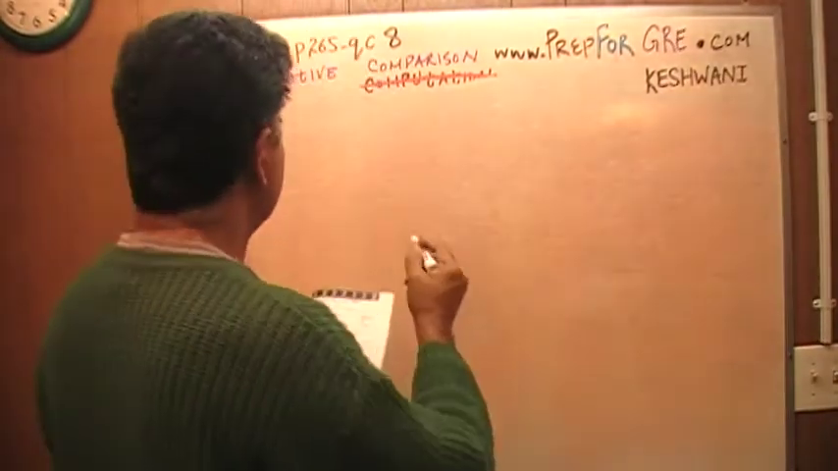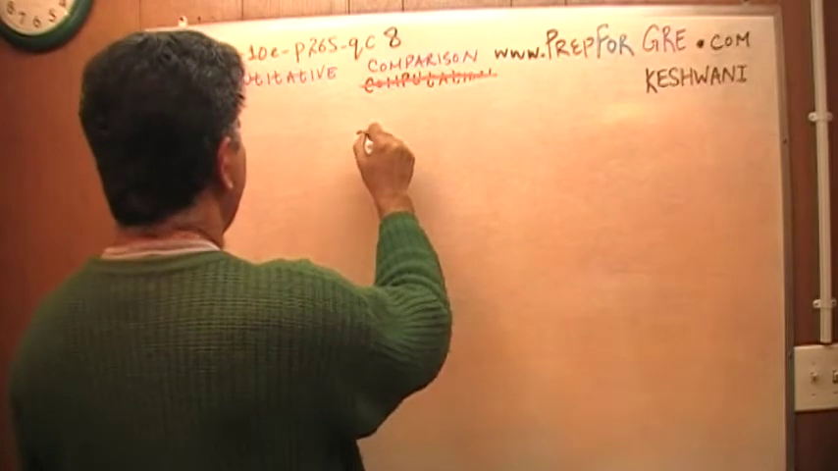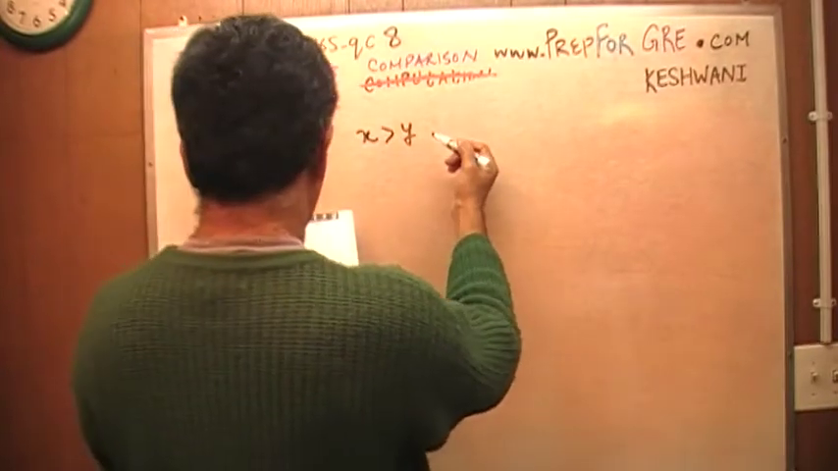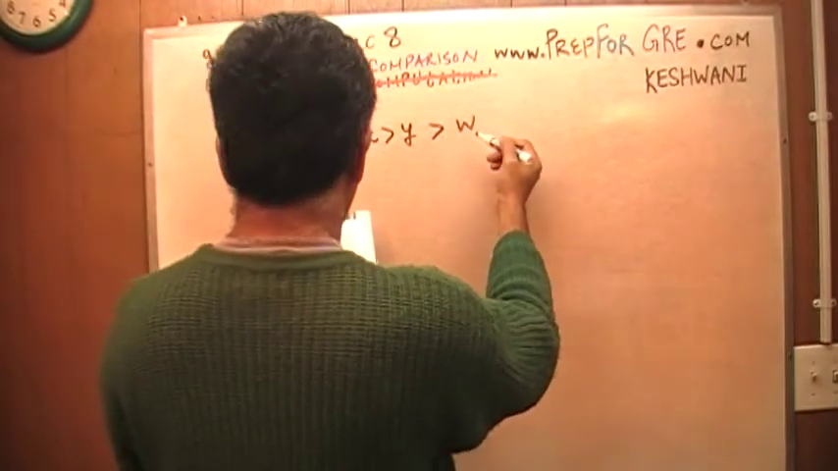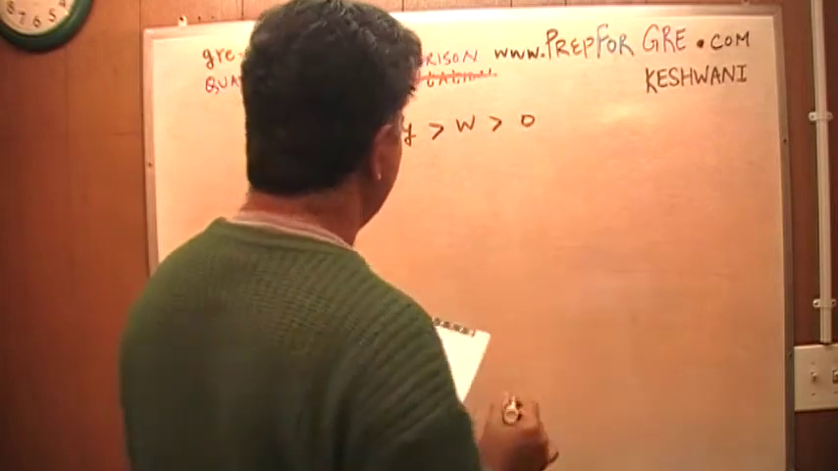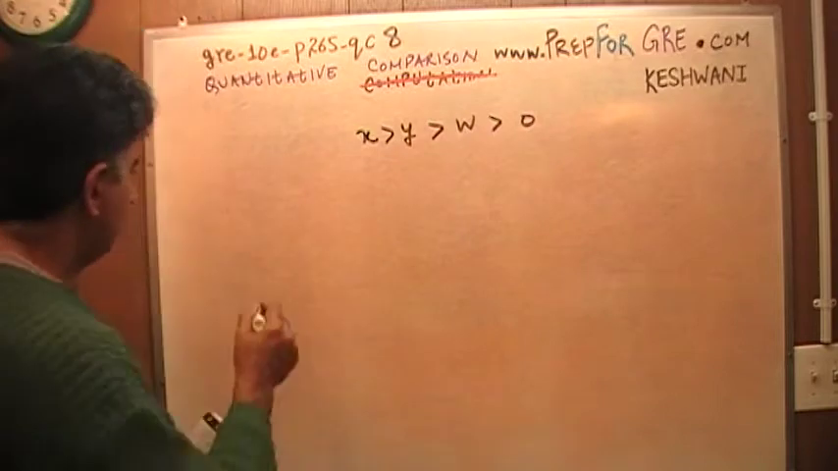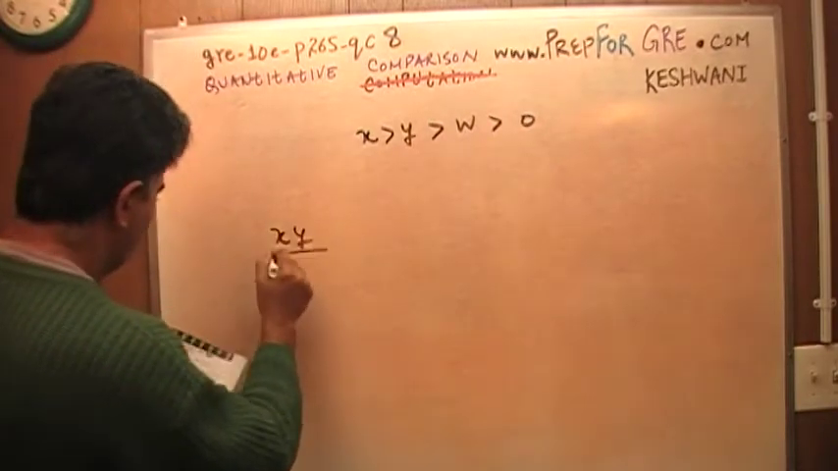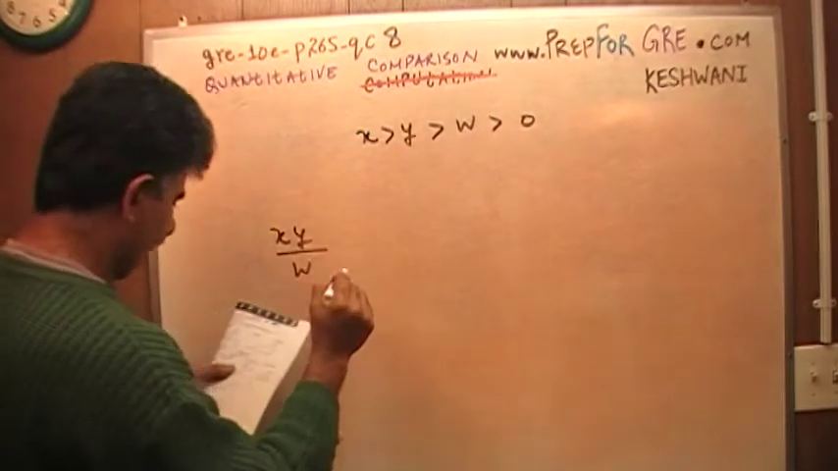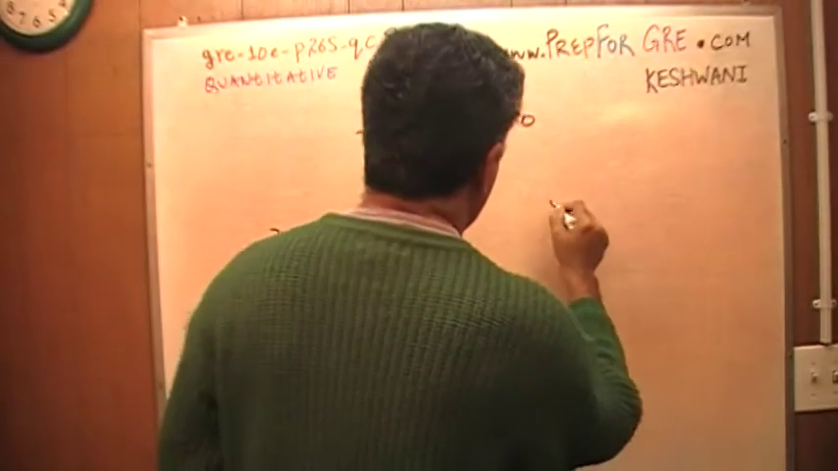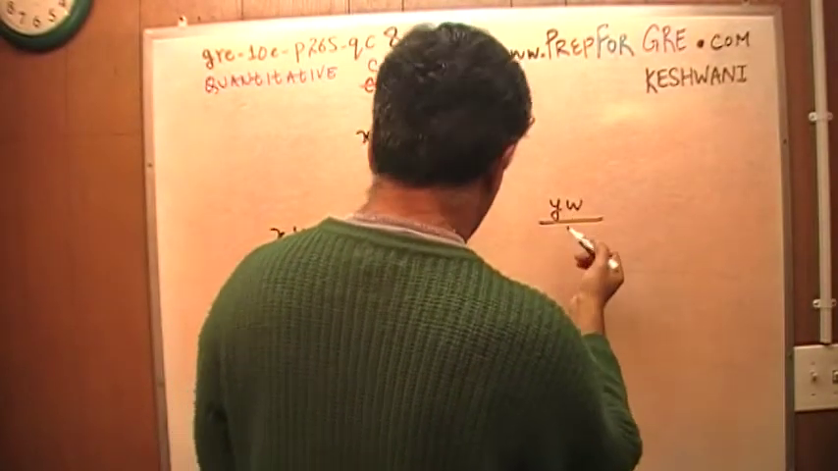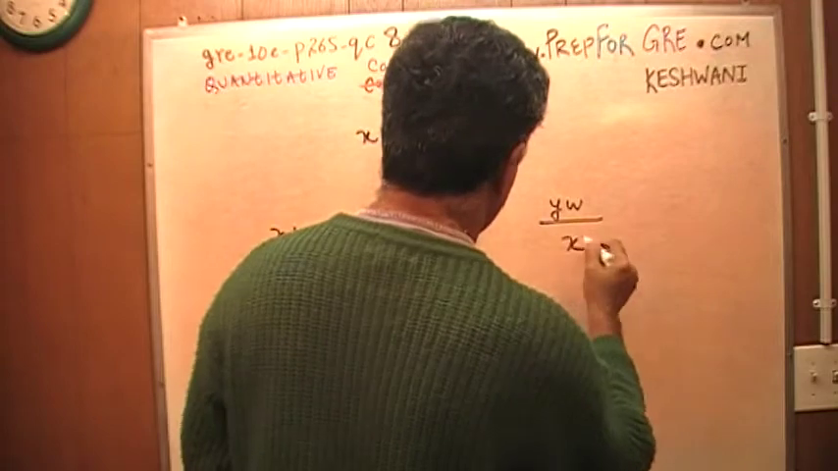They tell you that x is more than y, which is more than w, which is more than 0. In other words, they're all positive. The question simply is, which quantity is bigger? X times y over w, or y times w over x.